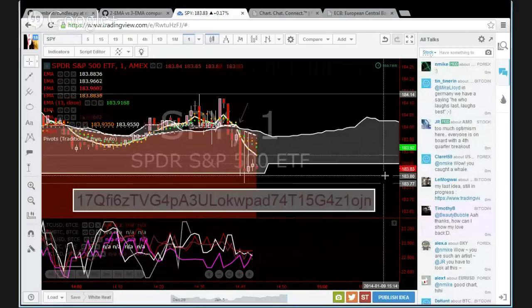Reading once again, 17Q, Fi6ZTVG4P, A3ULOKW PAD, 74T15G, 4Z1OJN is the address of the day.